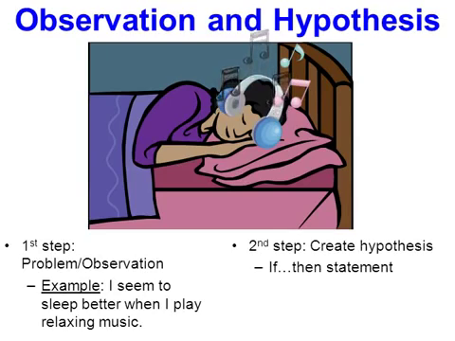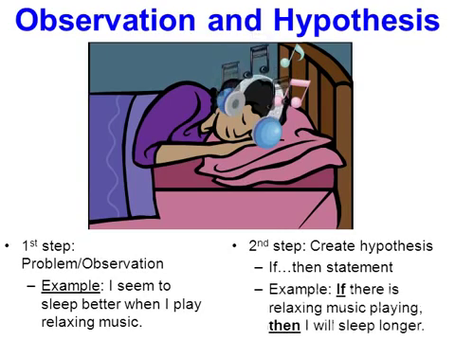Then step 2 is to write, or create, a hypothesis. Typically what we're going to show you is an if-then statement, and an example might be: if there's relaxing music playing, then I will sleep longer. You might often see if, then, because: if there is relaxing music playing, then I will sleep better because the music puts me in a calming state where I'm able to relax and sleep better. That's what we mean by an if-then statement, and that's generally step 2, our hypothesis. Let's move on to the next step.